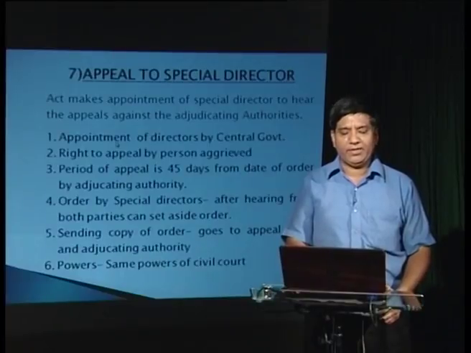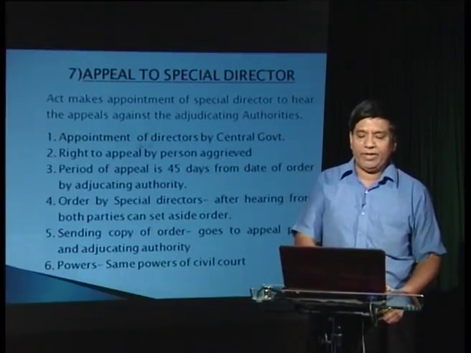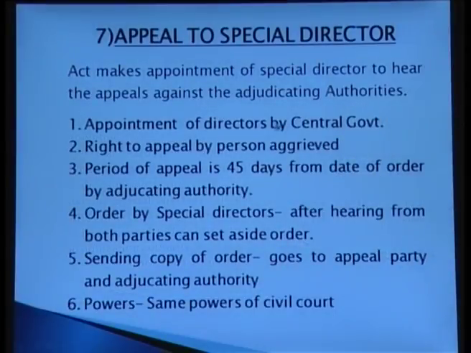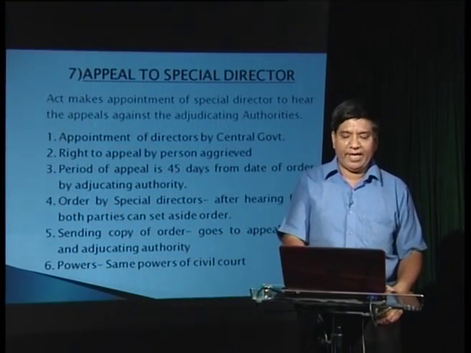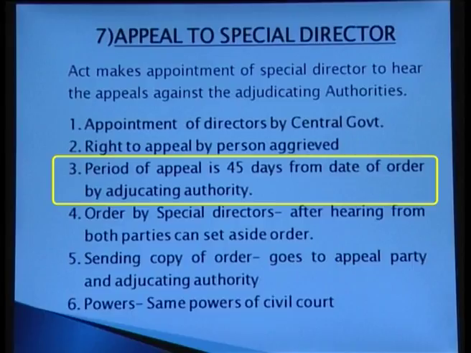Now, for the special director, again there will be appointment of directors by the central government. Again, like adjudicating officers, not one but many directors will be appointed by the central government, and any person aggrieved by the judgment of the adjudicating authority has the right to appeal, but the period of appeal is 45 days from the passing of the order by the adjudicating authority. After 45 days are over, that order cannot be challenged.